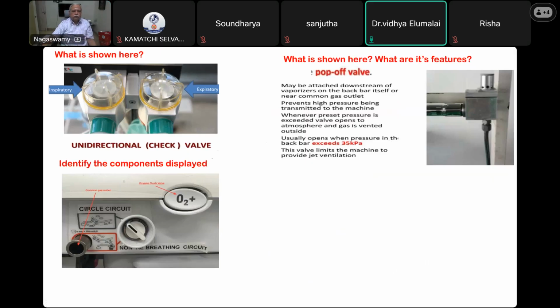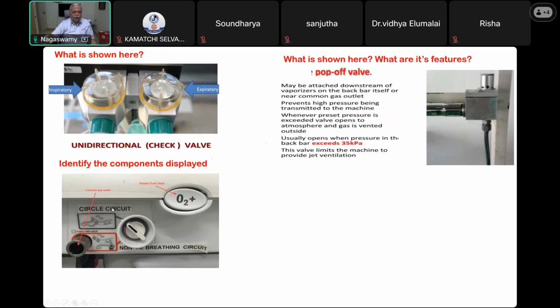Oxygen flush, common gas outlet, master switch. This is not the master switch. You can see the switch here, between. This is a circuit selector. It's called the circuit selector. That is the reason why I put this picture, because it may be confusing like the master switch itself.